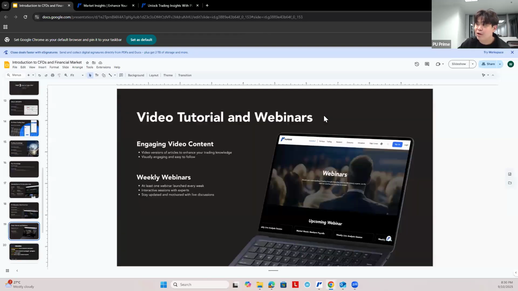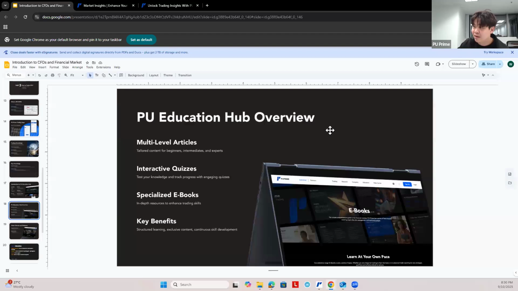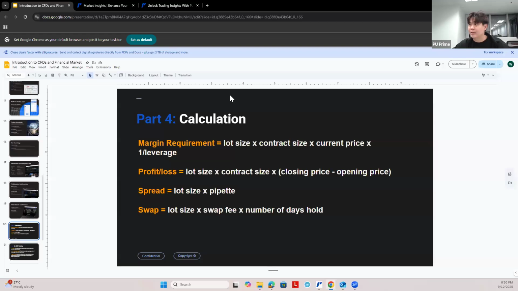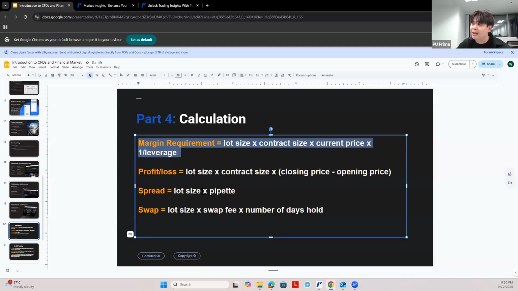And then after you go through all of the understanding about the fundamentals, the storyline that's happening in the market, now I'm going to teach you something interesting about the calculations part. So in the CFD industry, you need to learn 4 types of calculation. First one is margin requirement. The second one is profit and loss calculation. The third one is the trading cost, which is the spread and the swap. So we will go through them one by one.